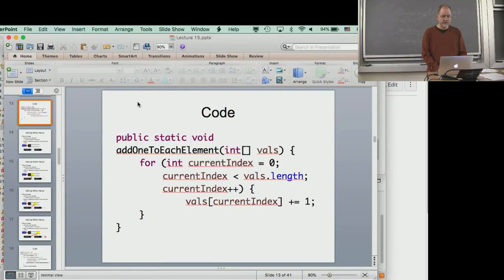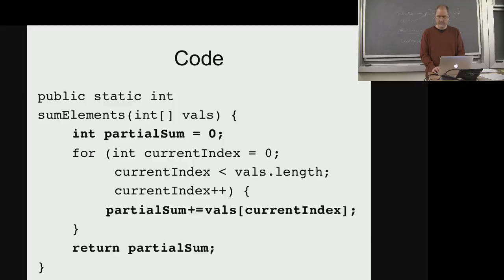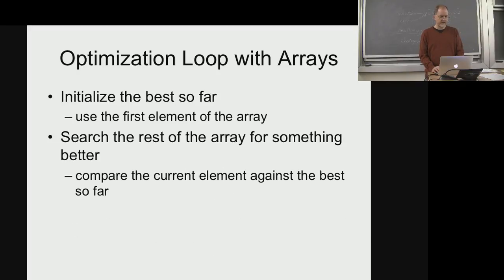Better march along here. Add up the values. Let's look at an optimization loop within arrays. So again, in an optimization loop, we're searching for something like the smallest or biggest value in some collection. We did that with scanners. Now we're going to do it with arrays.